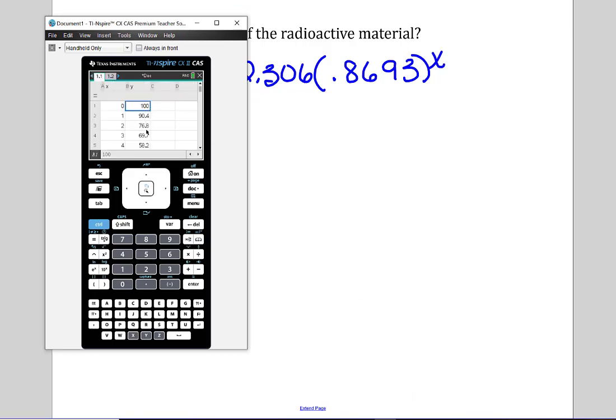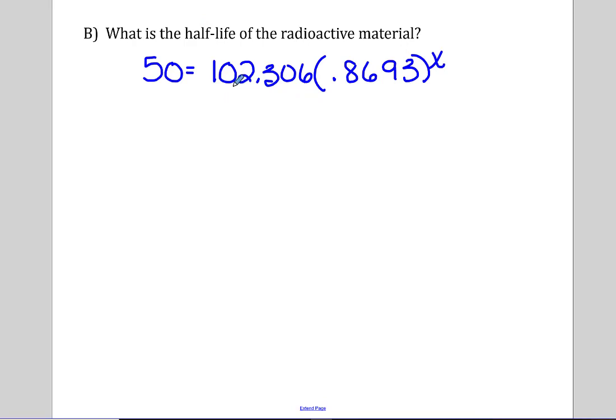100, 90.4, 76.8, 69.7, 58.2, 49.7. Okay. So my TI-84 gave me closer to the actual 100. But we'll work it this way. So 50, we're going to divide both sides by 102.